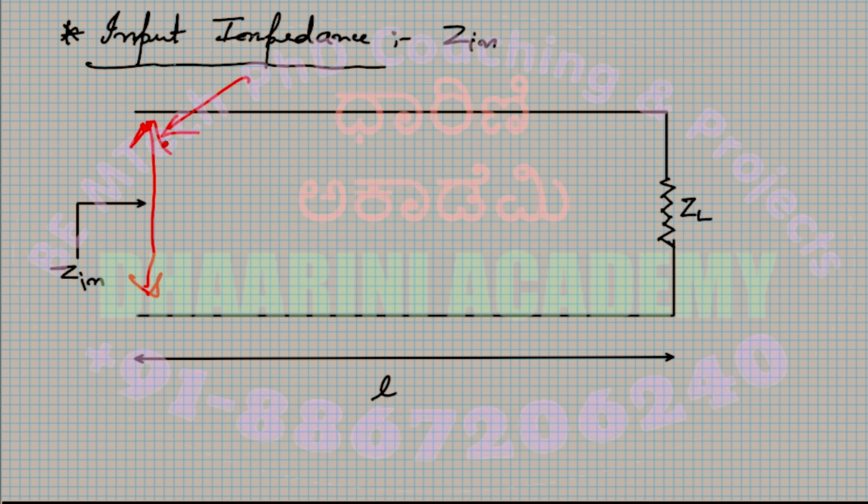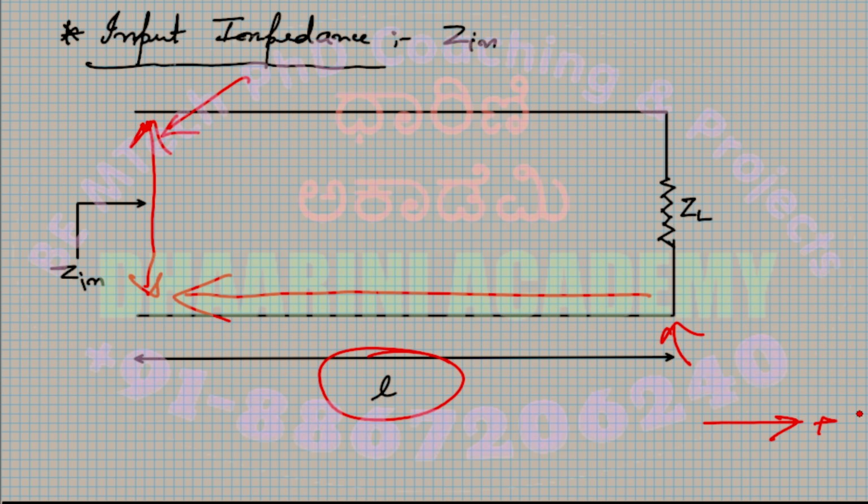Now I apply a similar concept, but at the input point. So how do I reach the input point from the load? You need to move a distance L, correct? From the load end, the distance to be covered is L, but according to our convention, this is the positive direction. If you move to the left, that is a negative direction.